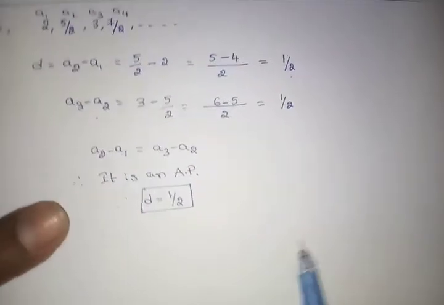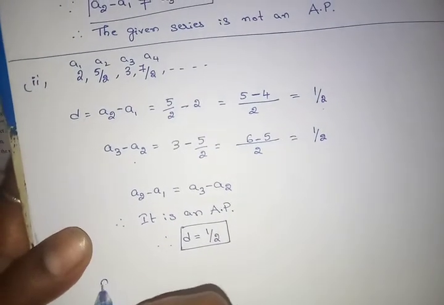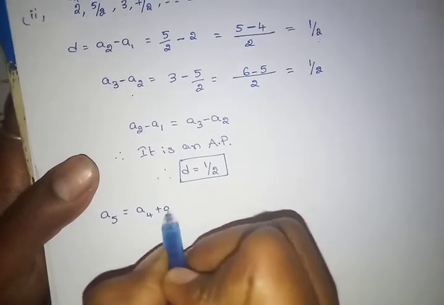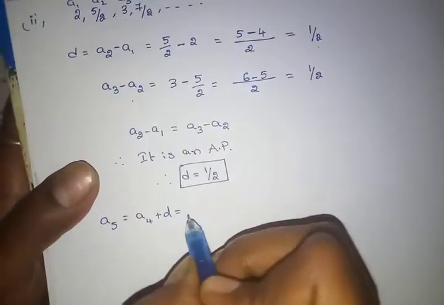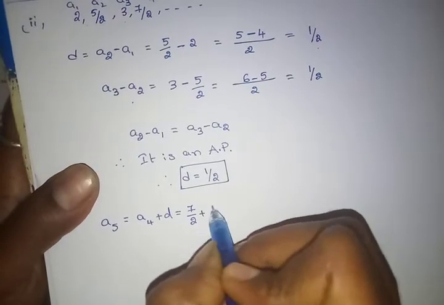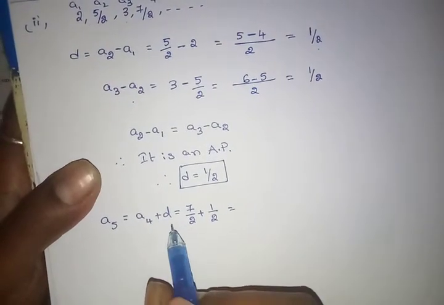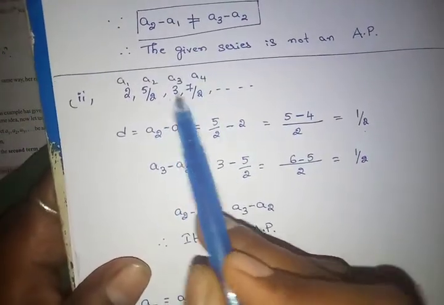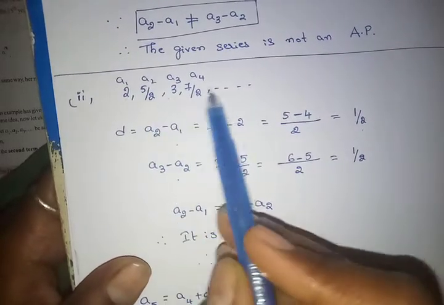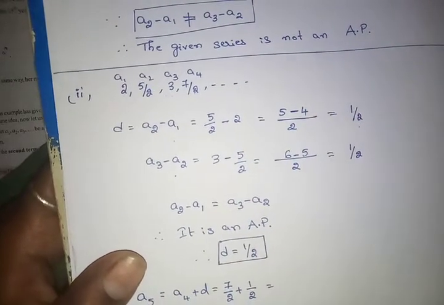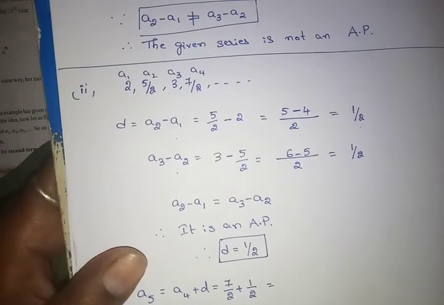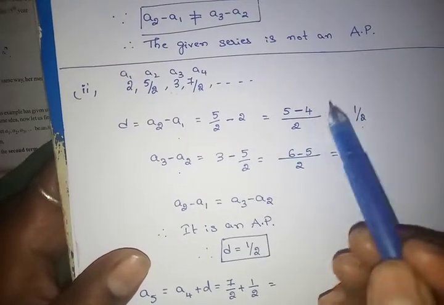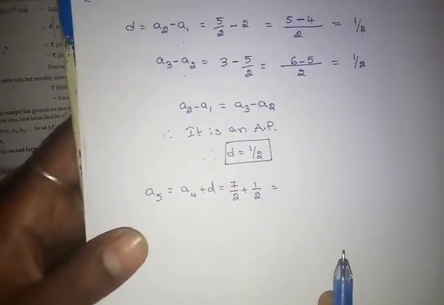How can we write this? See, A4 is already given. A5 equals what? A4 plus D. What is A4 value? 7 by 2 plus 1 by 2. How did we get A4 plus D? See here, the difference between A2 and A1 is 1 by 2, between each pair it is 1 by 2. Means 1 by 2 is going to be added each time. In the first introduction video, I explained how the difference is going to be added from one term to the next.